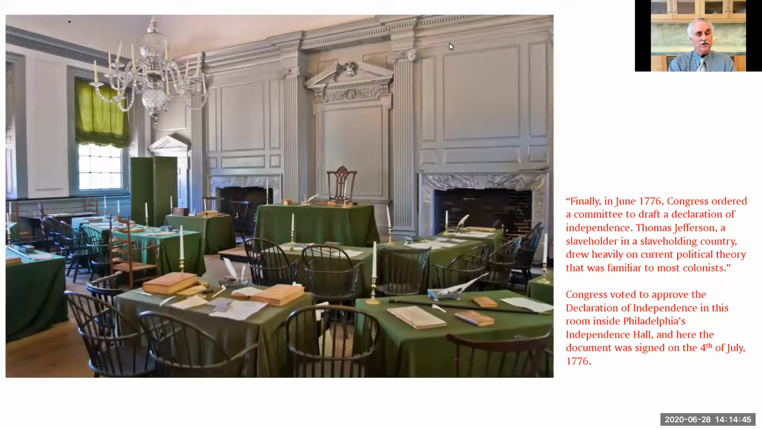Finally, in June 1776, Congress ordered a committee to draft a Declaration of Independence. Thomas Jefferson, a slaveholder in a slaveholding country, drew heavily on current political theory that was familiar to most colonists. Congress voted to approve the Declaration of Independence in this room inside Philadelphia's Independence Hall. Then the document was signed on the 4th of July, 1776.